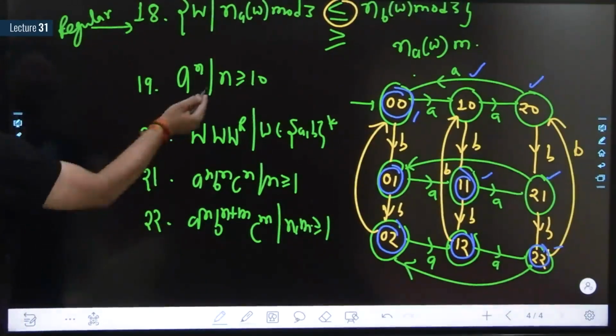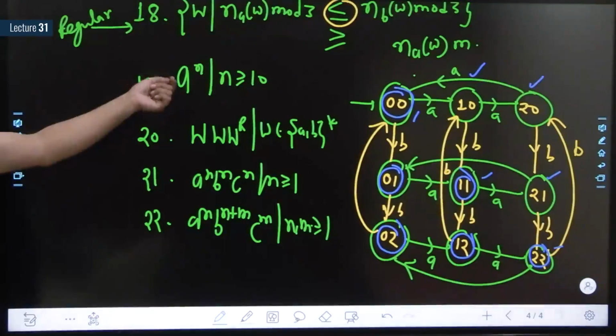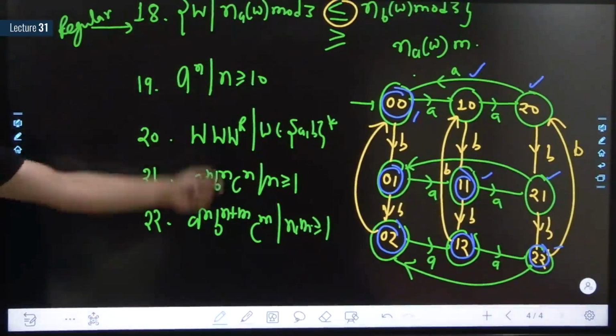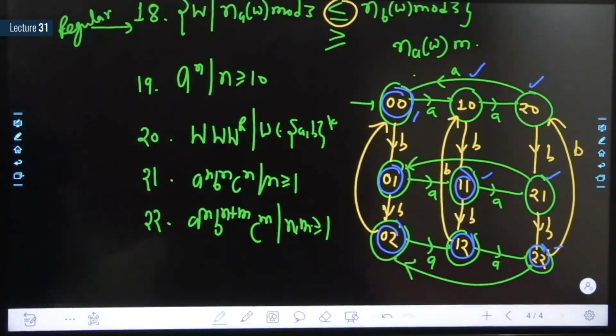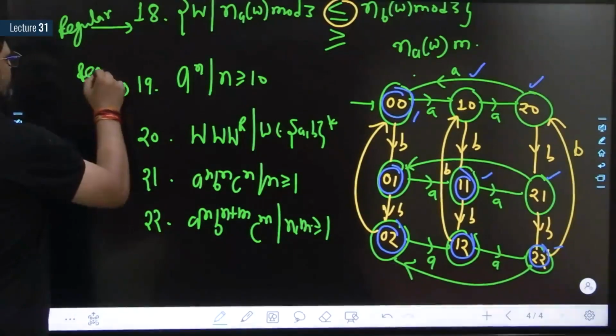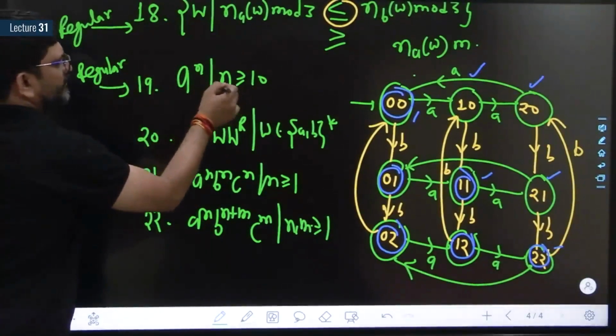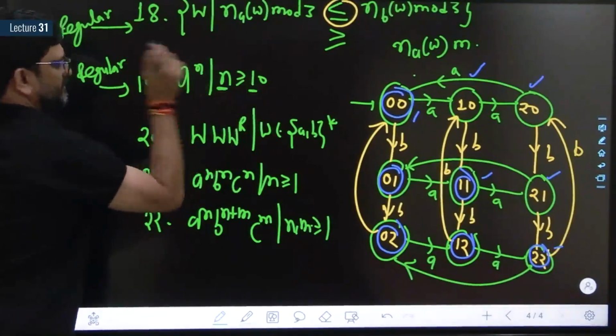Regular. Now, a^n such that n is greater than or equal to 10 means the finite automata contains at least 10 a's. Contains at least 10 a's. It means this is also regular. At least 10 a's; the value of n is 10.